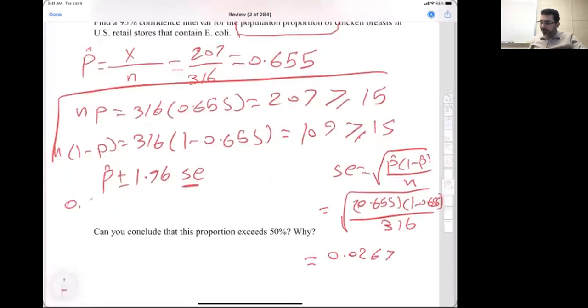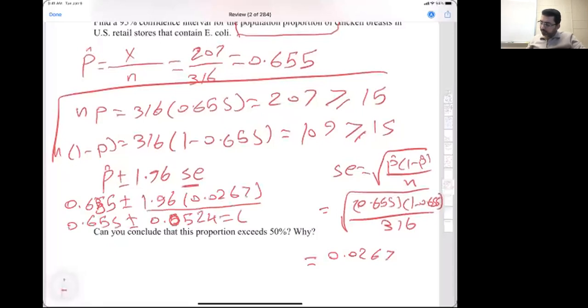So now we can find the confidence interval. It's 0.655 plus or minus 1.96 times 0.0267. Find the margin of error, which is 0.0524. Now you can find the upper limit and the lower limit. The upper limit is 0.7075 and the lower limit is 0.6026.